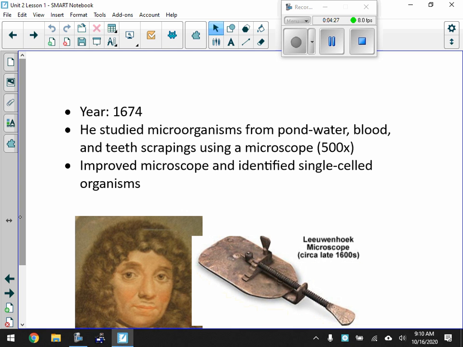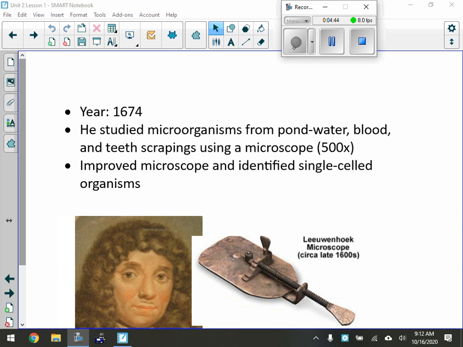All right, so in 1674, Leeuwenhoek studied microorganisms from pond water, blood, and teeth scrapings using a microscope that magnified 500 times. So he improved the microscope and identified single-celled organisms. He was able to do that with his microscope.